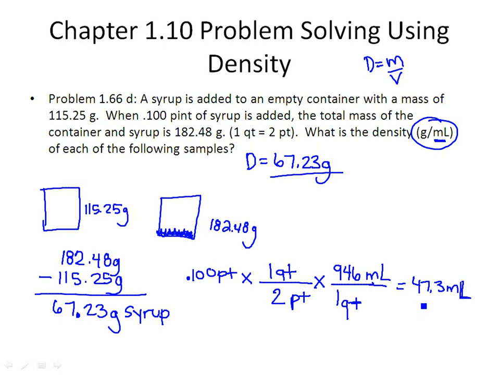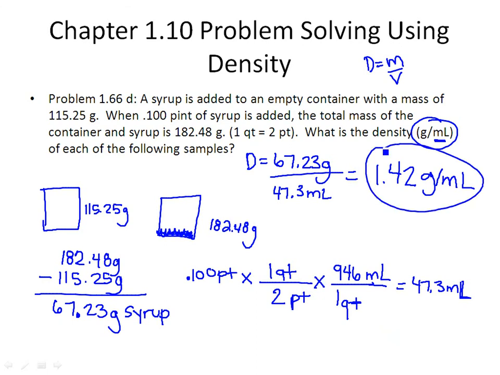Now we plug that in as our volume, and our answer, represented in 3 significant digits, should give us 1.42 grams per milliliter. So we first find the mass by subtracting the mass of the empty container from the mass of the container with syrup. Then we find the volume by converting from pints to milliliters. And we should get 1.42 grams per milliliter.